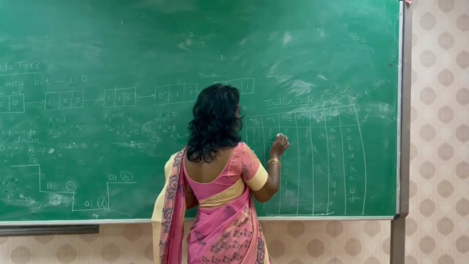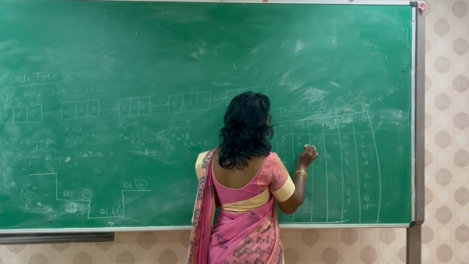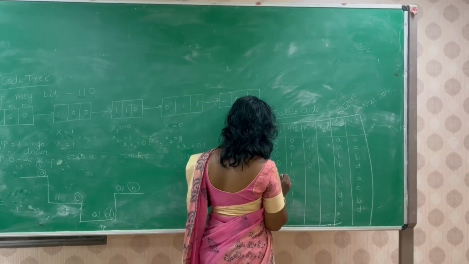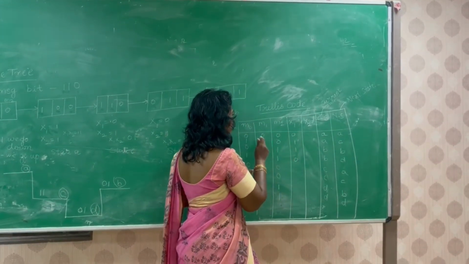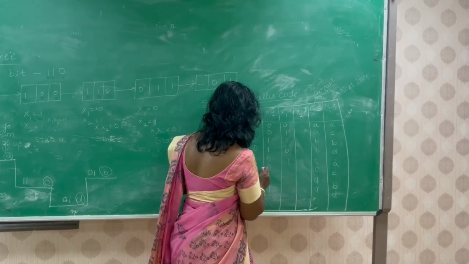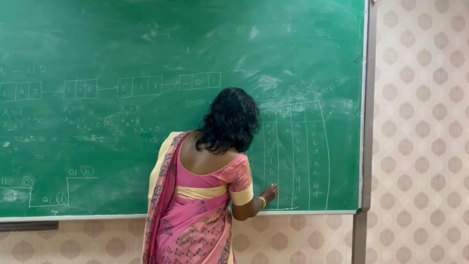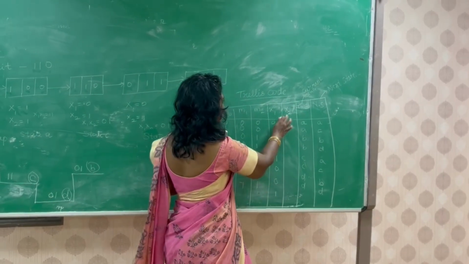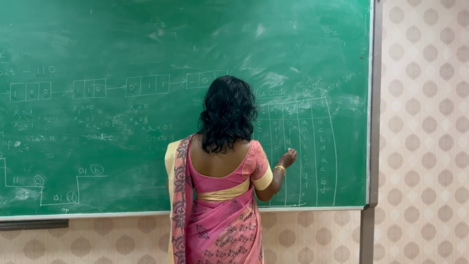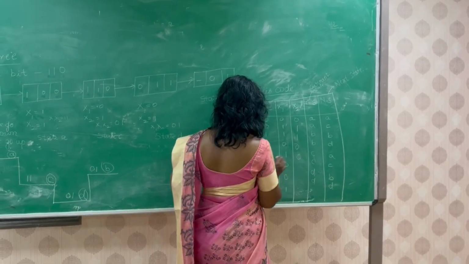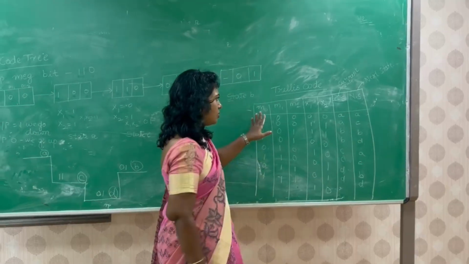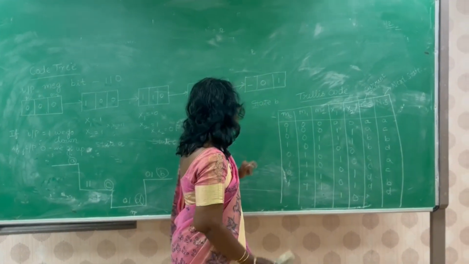Now let us find the outputs. Here it is 0. Here it is 1. 1. X1 is nothing but XOR of M0, M1, and M2. So based on that, it's 1, 0, 0, 1. X2 is M0 XOR M2, which is 0, 1, 1, 0, 0, 1. Now, based on this, we will go on to draw the trellis code.